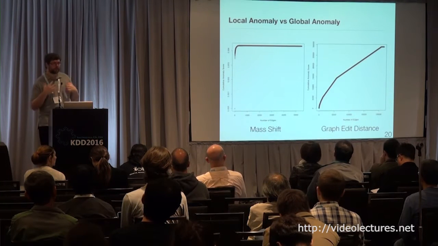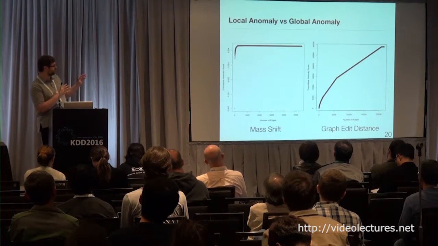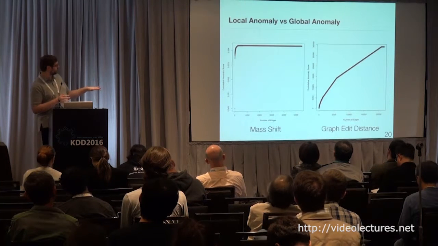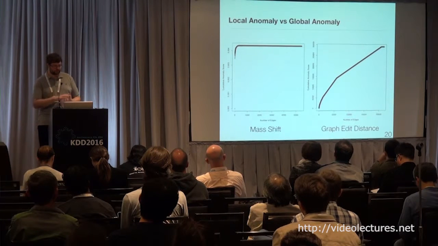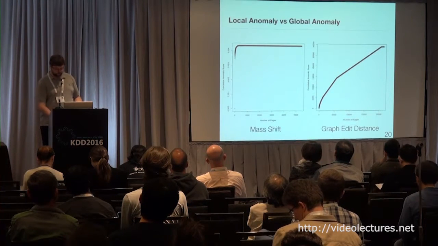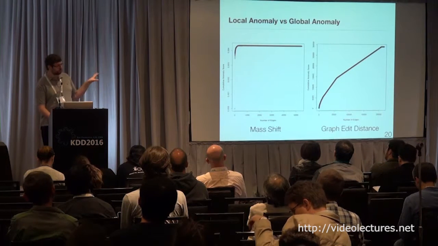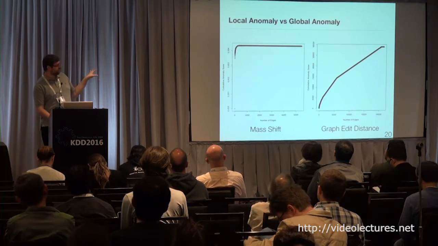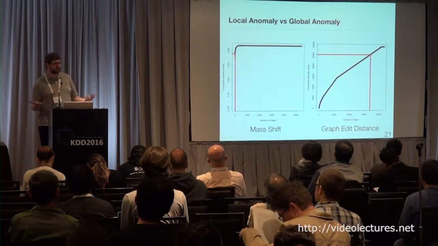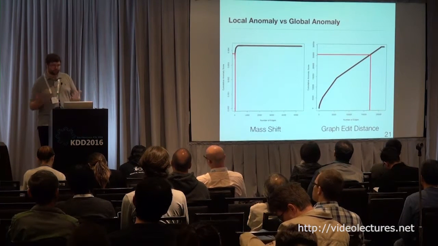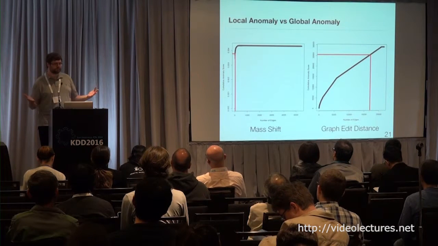And if you take a look at how the cumulative score distribution breaks down for mass shift versus graph edit distance, you can see that mass shift is a lot less uniform in terms of the anomaly score. If you wanted to grab a subset that explains, say, 80% of the total anomaly score, for mass shift you can do that with a handful of edges. To do the same with graph edit distance, you'd need thousands of edges.